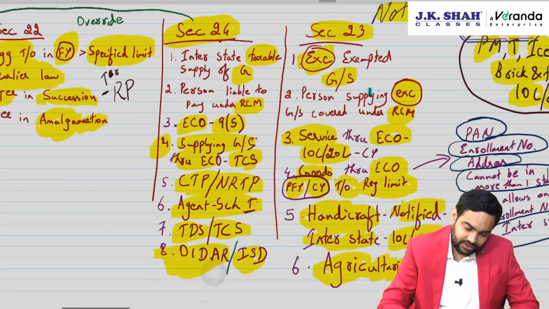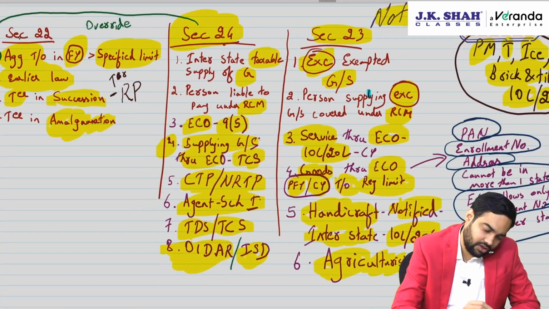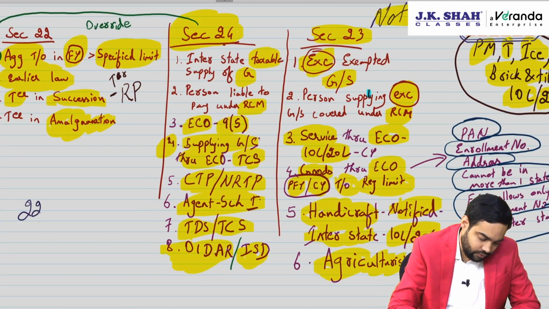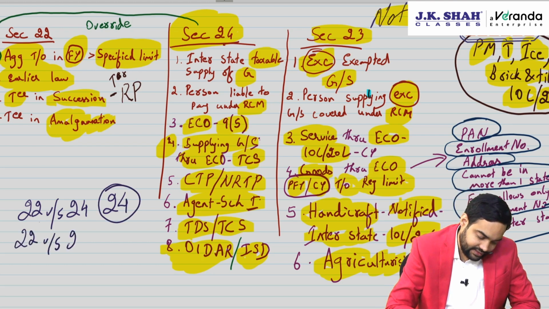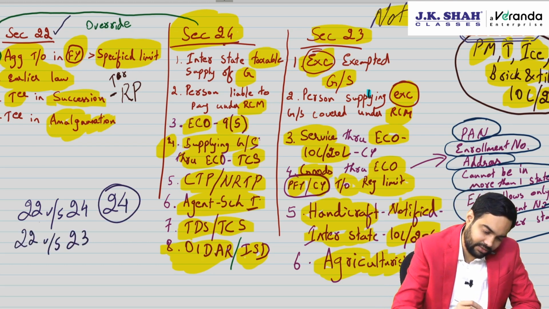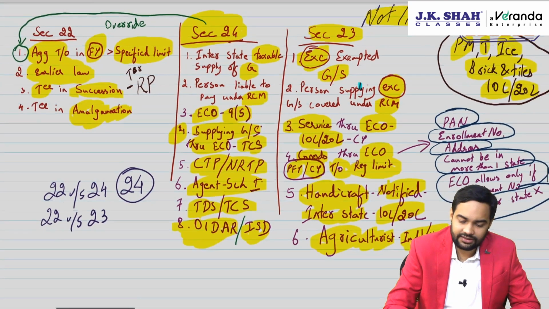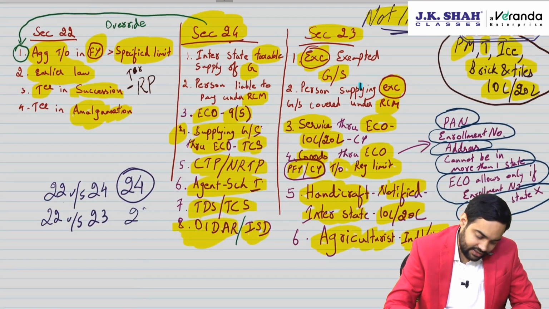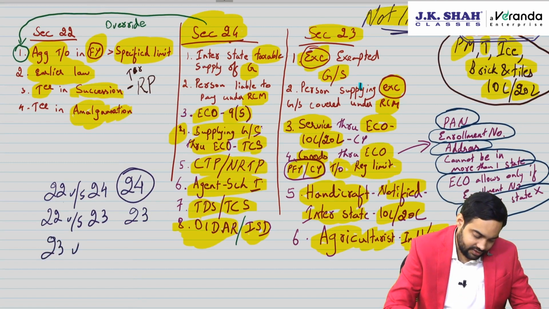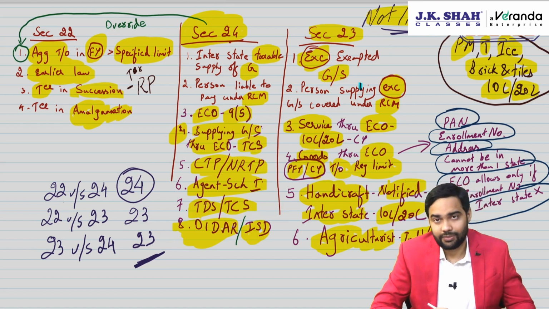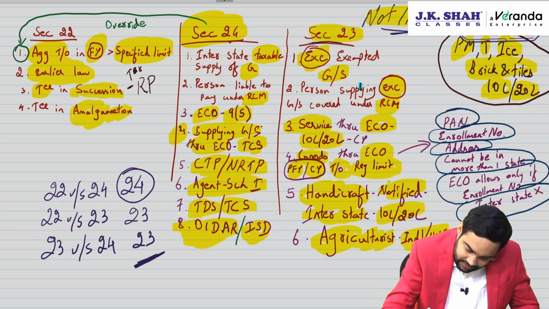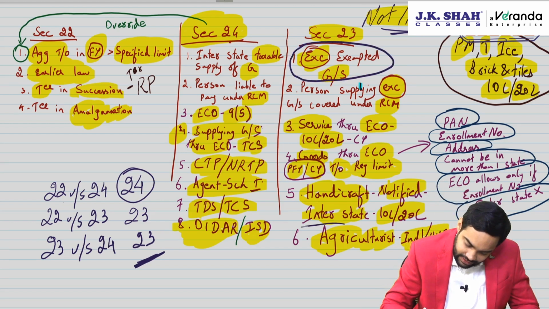Now the question is, which is stronger? Is 24 stronger or is 22 stronger? 22 versus 24: 24 is stronger, compulsory registration. 22 versus 23, because 22 is saying persons liable to register and 23 is saying persons not liable to register, 23 is stronger. And 23 versus 24, 23 is stronger. That means if a person is covered by 23, he is not required to register even if he is covered by compulsory registration.